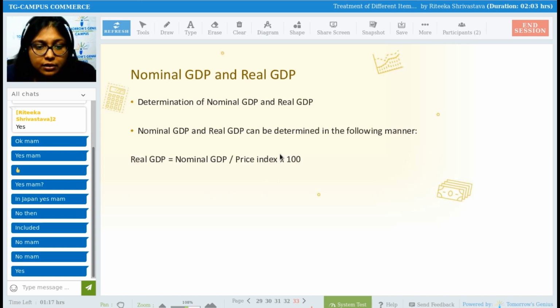Determination of nominal GDP and real GDP. How do you determine or understand nominal GDP and real GDP? Before going to this part, let us quickly take a 10-minute break and then we'll continue with nominal and real GDP, and then it's the last part, and the chapter will be completed.